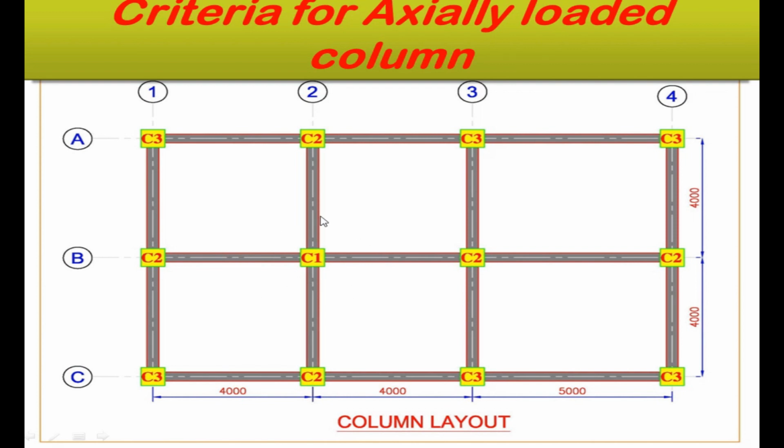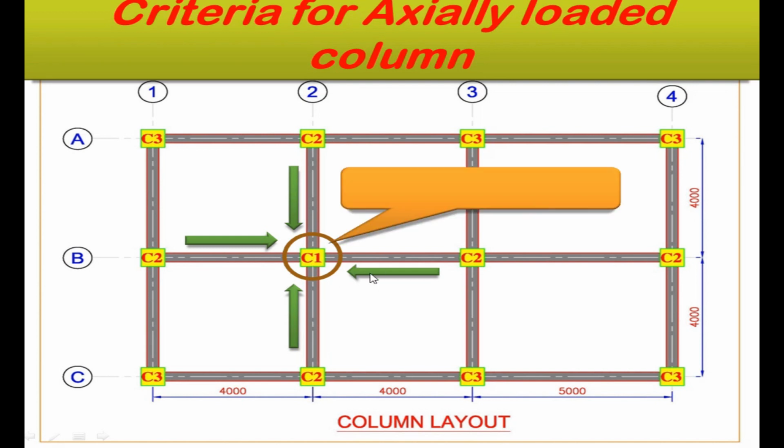First we will take 2B. On this side you can see C1, and the beam is 4 meters on this side, 4 meters on this side, 4 meters on this side, and 4 meters on this side also. So the beams on all four sides are equal. In this column the load will be acting at the center point of the column, so it is called an internal column or axially loaded column. The column C1 shall be designed as an axially loaded column.